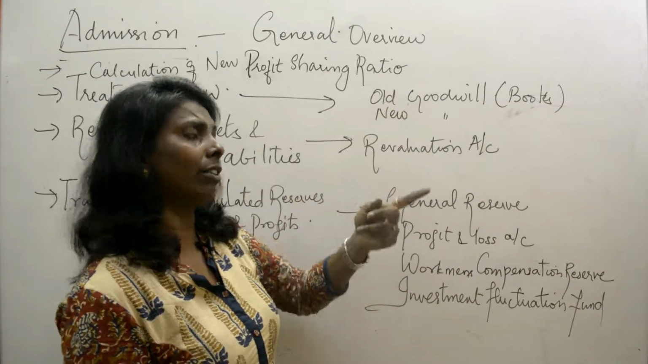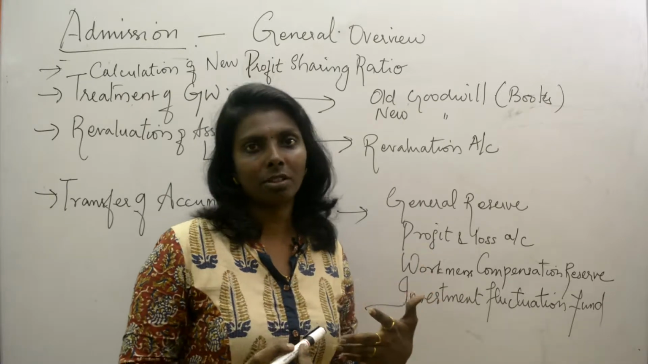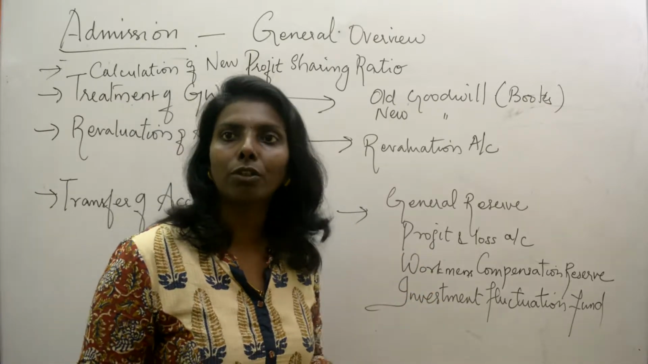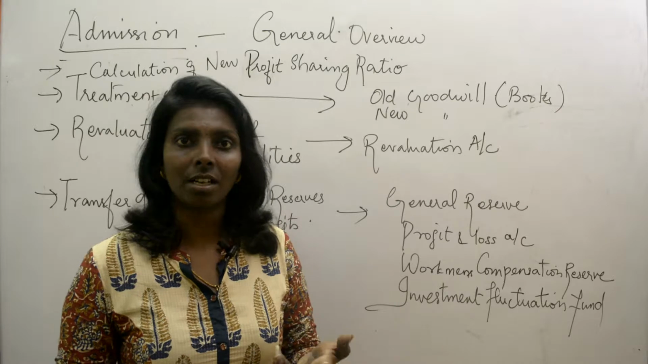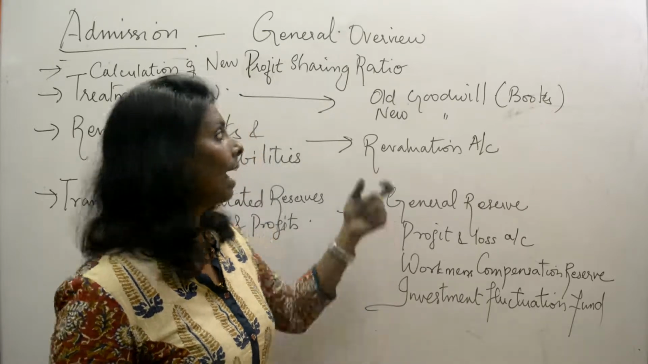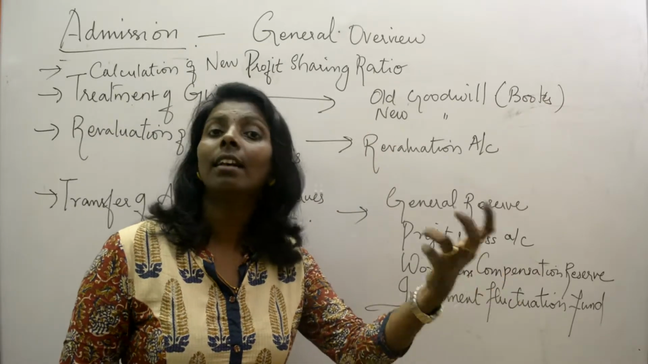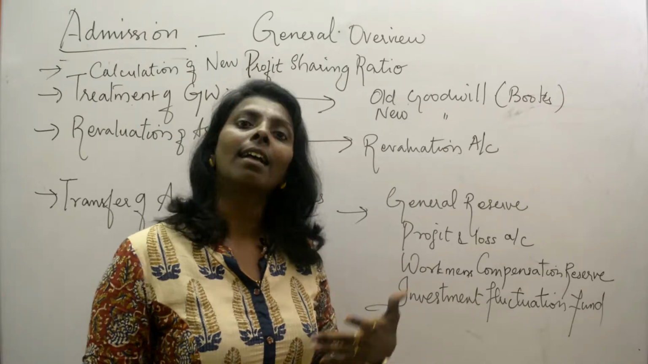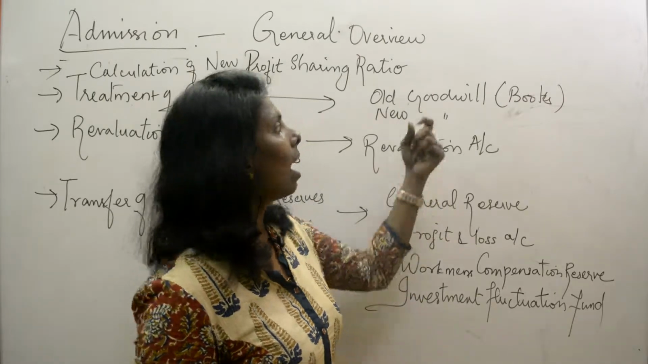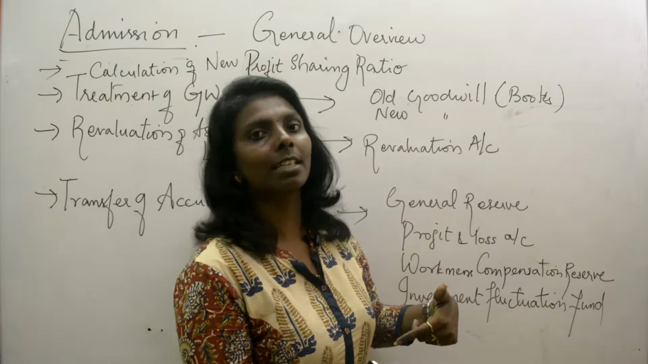When I say old goodwill, that's already appearing in the books. For example, there will be a goodwill shown in the balance sheet. That we call an old goodwill. And there will be a goodwill that an incoming partner is now bringing in. That we call a new goodwill. So how are we going to treat both? That I'll again explain.